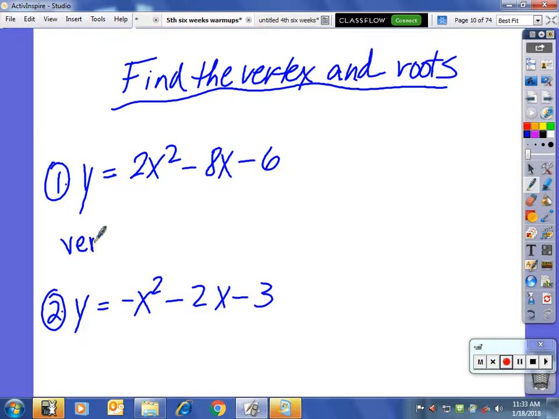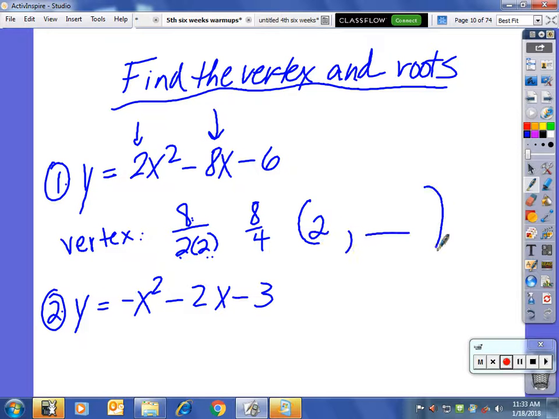Okay, so for vertex of this guy, the opposite of b, well, b is negative 8. What's the opposite of that? Positive 8 over 2 times a, and in this problem a is a 2, so opposite of b over 2 times a would be 8 over 4, and 8 over 4 equals 2. Now that's only part of my vertex. What part of the vertex did I just find? The x.